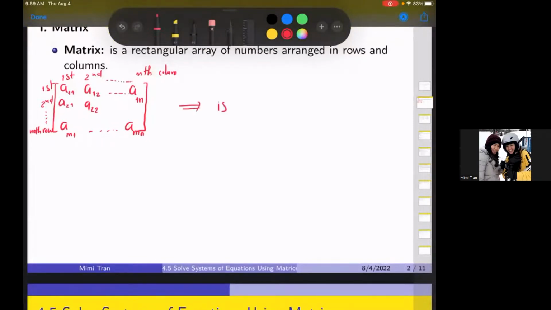So this is a matrix. This is M by N, right? Where M is your number of rows, and N is the number of columns. Again, always rows first, columns second.